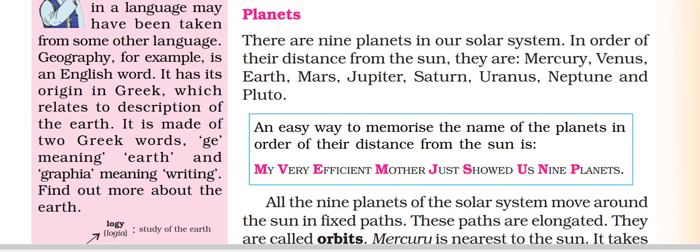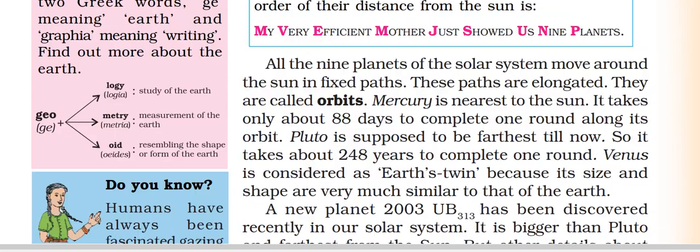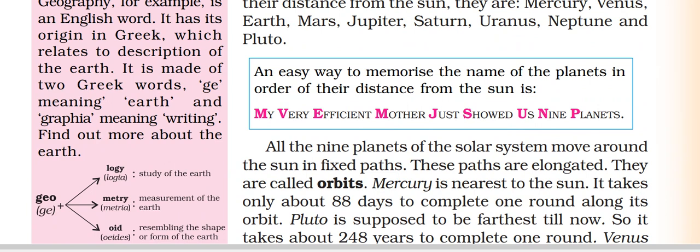Planets. The planets in our solar system, in order of their distance from the Sun, are Mercury, Venus, Earth, Mars, Jupiter, Saturn, Uranus, Neptune, and Pluto. An easy way to memorize the names of the planets in order of their distance is: My Very Efficient Mother Just Showed Us Nine Planets. So this is a memory aid.